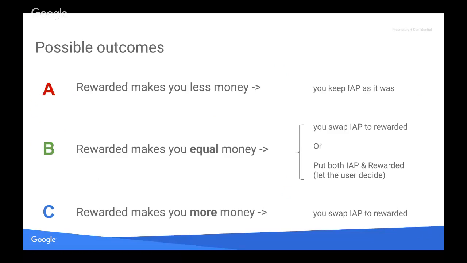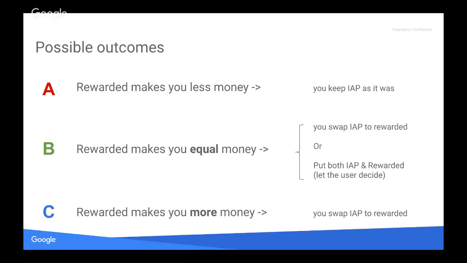The first scenario is that the rewarded ads is making you less money, right? The conversion rate might be higher, but the payout is so much lower that you're better off keeping in-app purchase as it was. Well, at least you know that you tried it and that you're not leaving money on the table and you can sleep better at night. But let's go at option B and C. This is where it gets interesting.